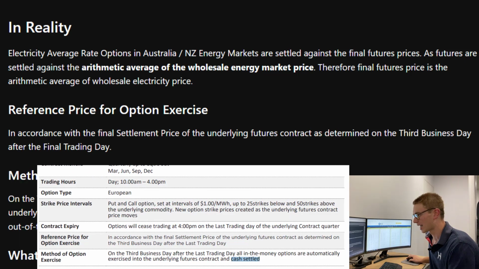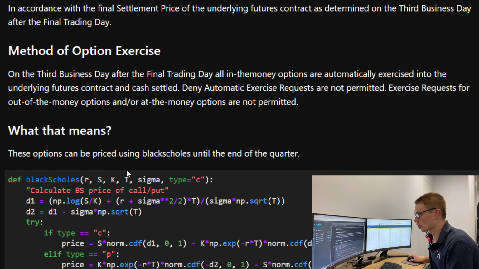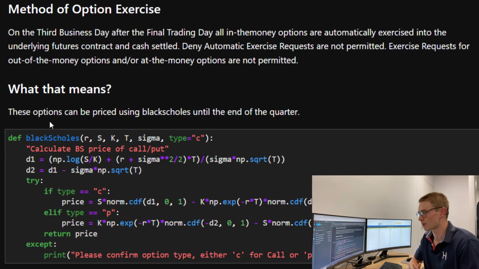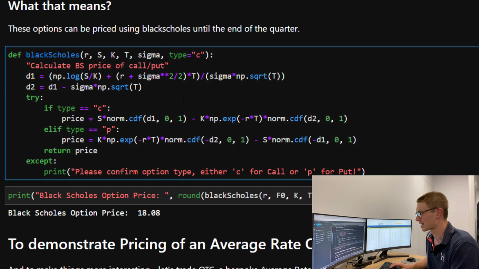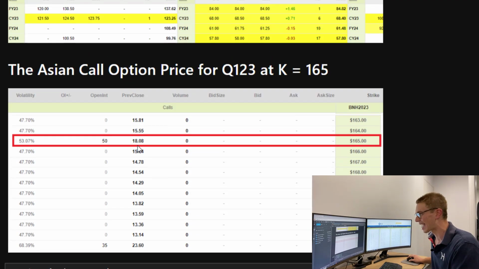So the method of option exercise is that at this time, if it's in the money, all Asian average rate options are actually automatically exercised into the underlying futures contracts and cash settled. Now, if they are not in the money and they're out of the money or at the money, then this transfer is not permitted. So what does this mean? Well, this means that options can actually be priced using the Black-Scholes until the end of the quarter. And we'll demonstrate that here. So here's our regular Black-Scholes pricing formula with our futures information. And here you can see that that was the traded price with those parameters, $18.08.